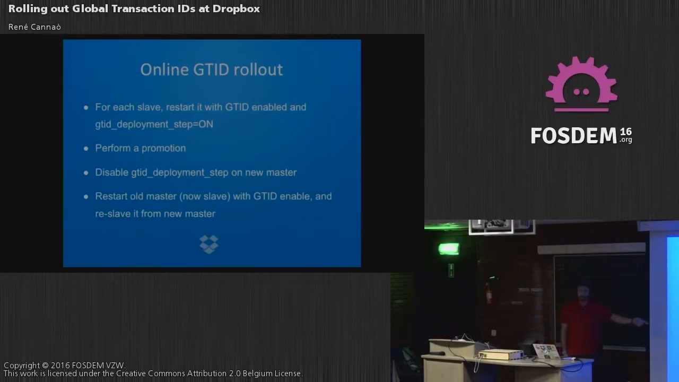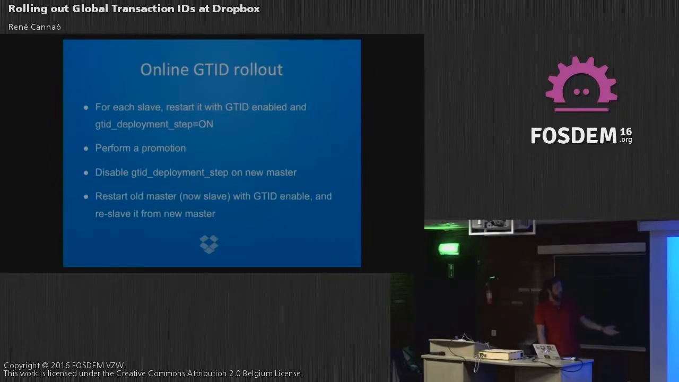Then you disable the variable, and the master automatically will start writing binary log events using GTID. What will happen is that all the slaves will start receiving events in GTID, with the exception of the old master, because it doesn't have it enabled. So you can choose what to do with the old master. You either just remove it from the replication or you upgrade it to using GTID.